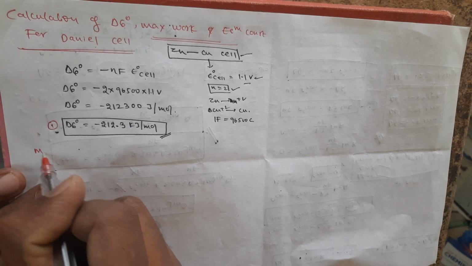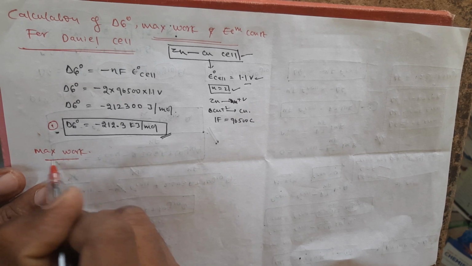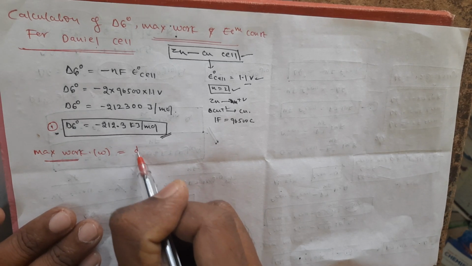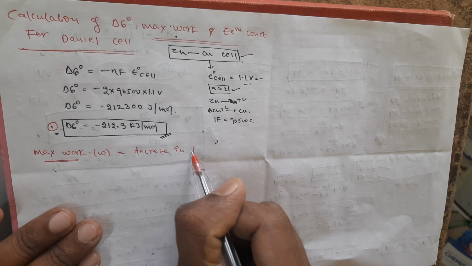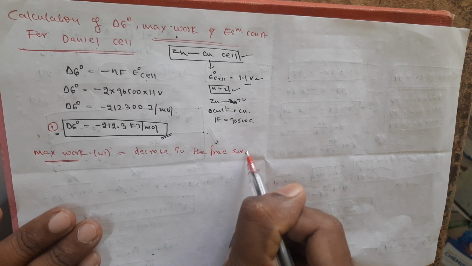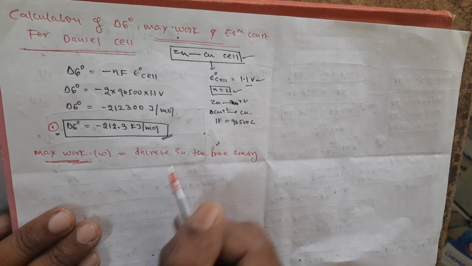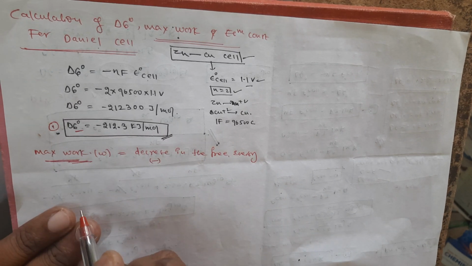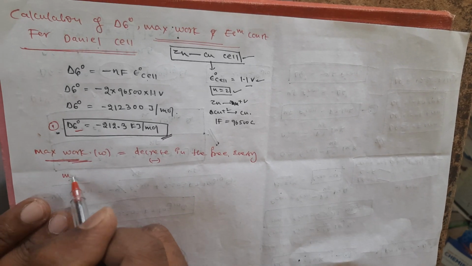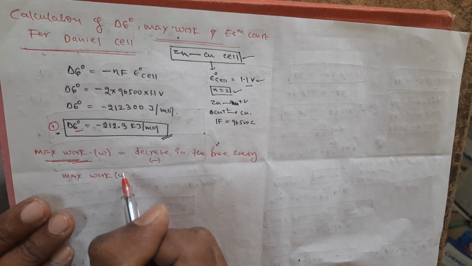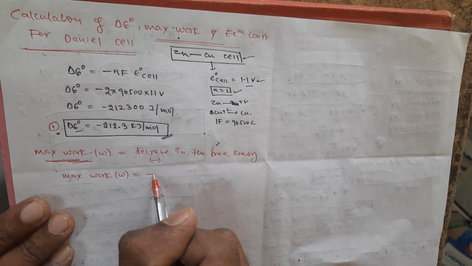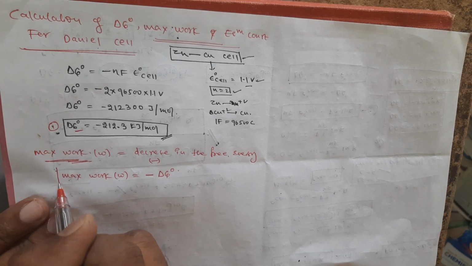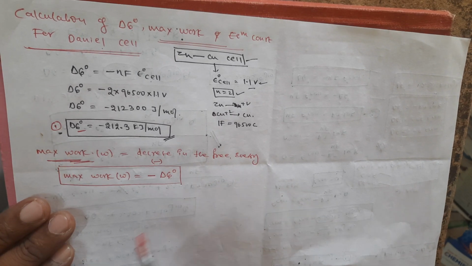Next one is maximum work. Maximum work is actually the decrease in the free energy. The decrease we can show with a negative symbol. So the decrease in the free energy is nothing but delta G naught at standard condition. So finally, the maximum work W is equal to the decrease in the free energy. The decrease symbol we show with minus and the free energy at standard condition is delta G naught. So maximum work is equal to minus delta G naught.